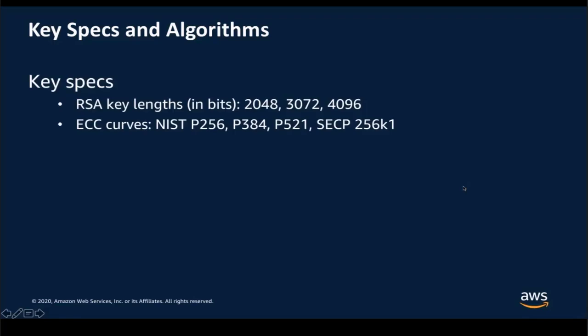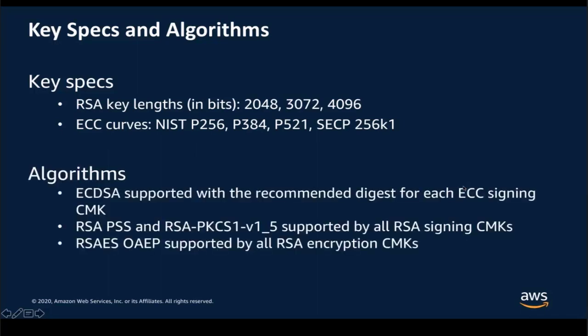As Peter mentioned in the demonstration, there are specific keys that you can create. For encryption purposes, you can create RSA keys, and we support different key lengths: 2048-bit, 3072-bit, and 4096-bit keys for RSA. And for ECC, you have the NIST curves P256, P384, P521, and the SecP256K1 used in cryptocurrency applications is also supported within KMS.